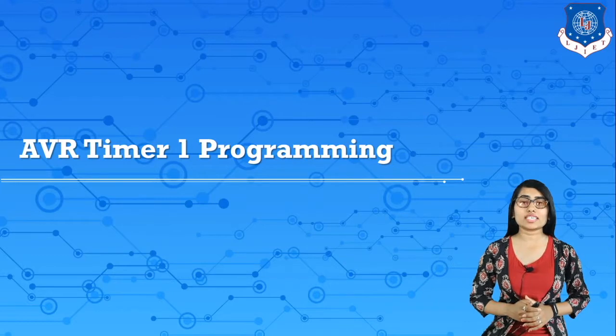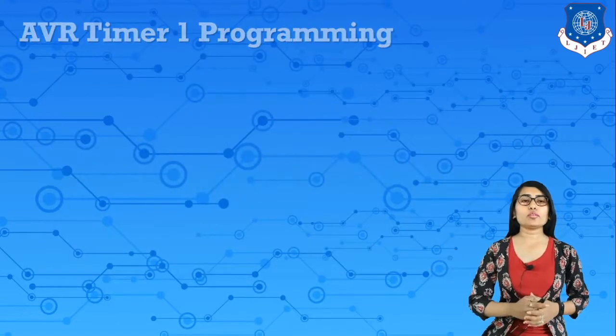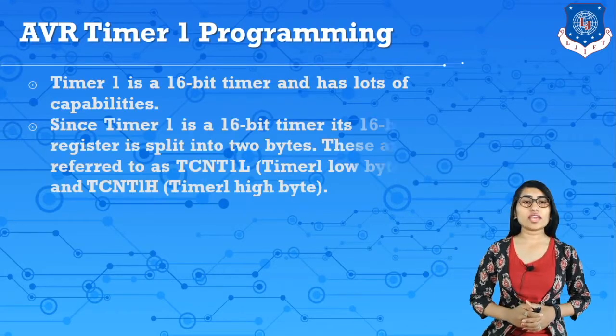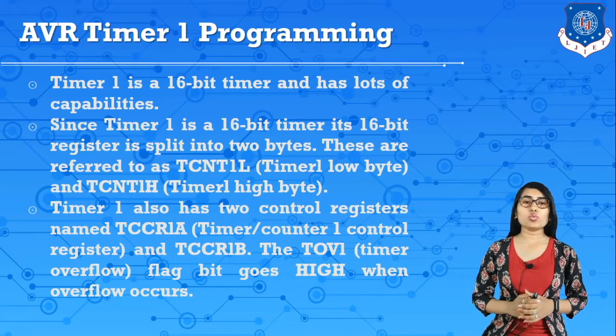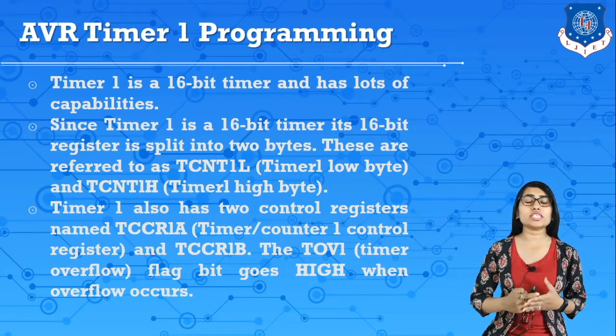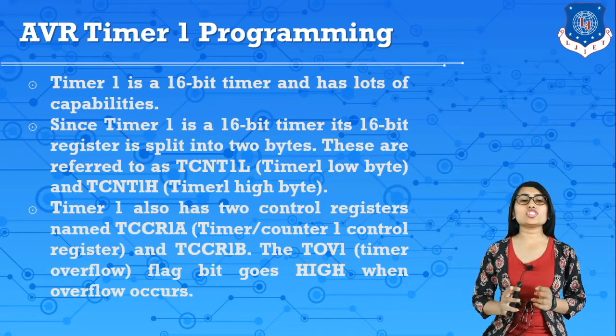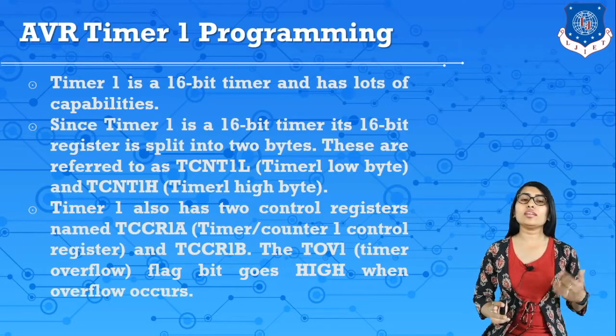Today we will discuss AVR Timer 1 programming. So let's start. AVR Timer 1 is a 16-bit timer and has a lot of capabilities. Since Timer 1 is a 16-bit timer, its 16-bit register is split into 2 bytes. These are referred to as TCNT1L and TCNT1H, that is, Timer 1 low byte and Timer 1 high byte.